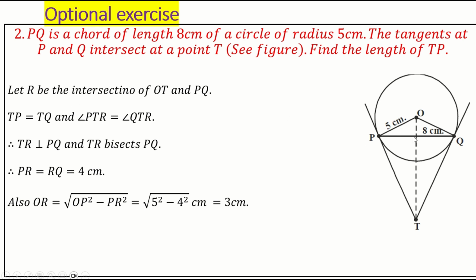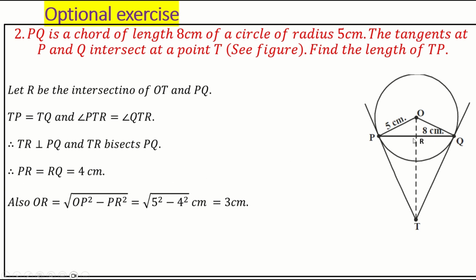Okay, let R be the intersection point here. Okay, now OT and PQ intersection point is R here. Okay, now you know that TP equal to TQ. Correct, we know. So that means these two angles also same. PTR equal to QTR. Okay. These angles also equal. Okay. TR is perpendicular to PQ. Yes. And TR bisects PQ. That is also right.